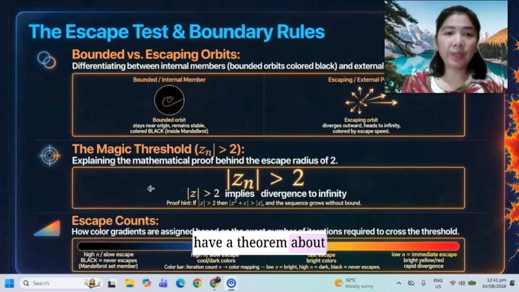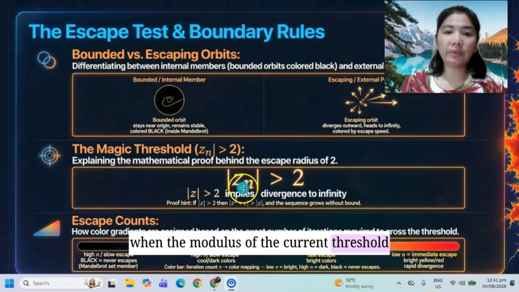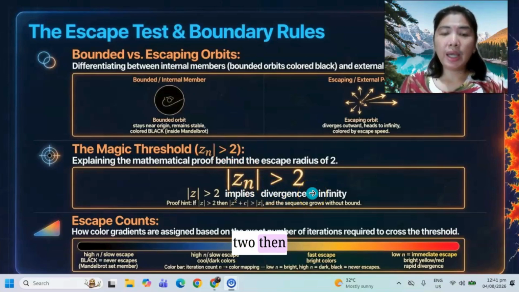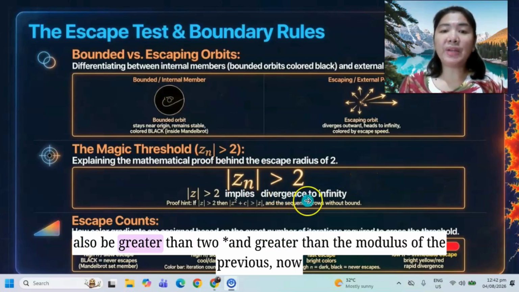Again, we have a theorem about the magic threshold, which is 2. So when the modulus of the current iterate is already greater than 2, then the modulus of the next iterate will also be greater than 2.